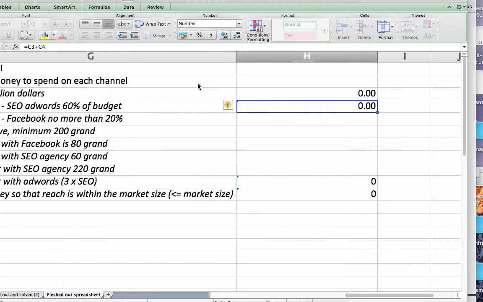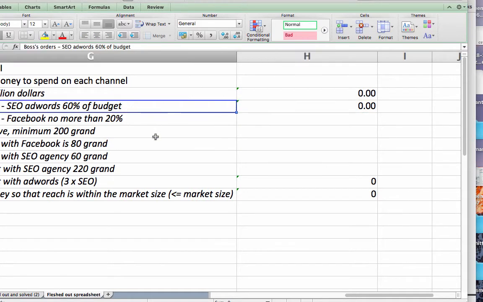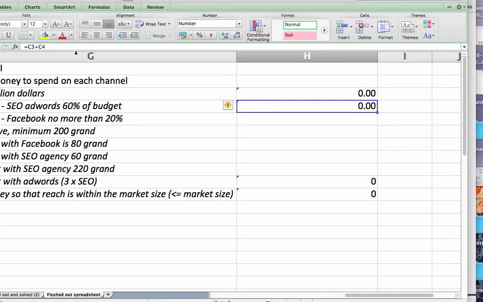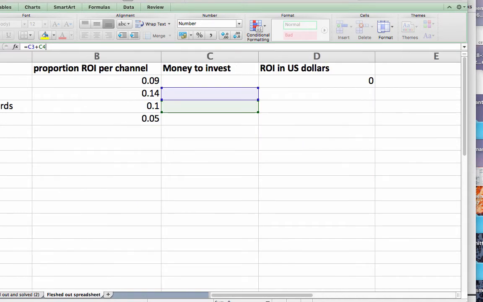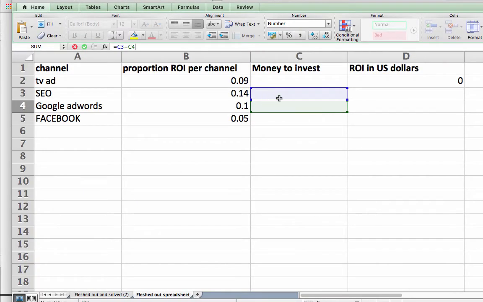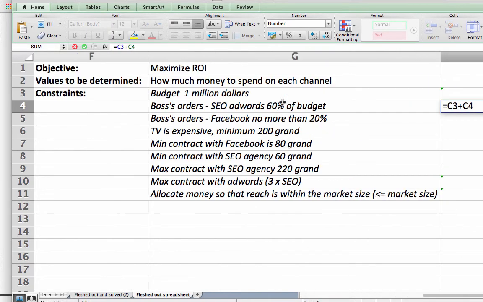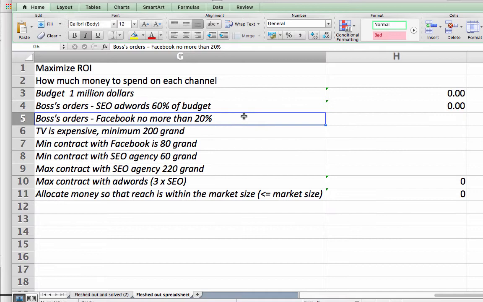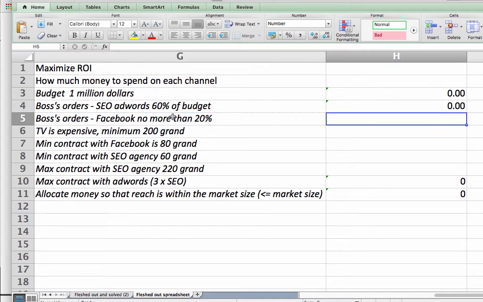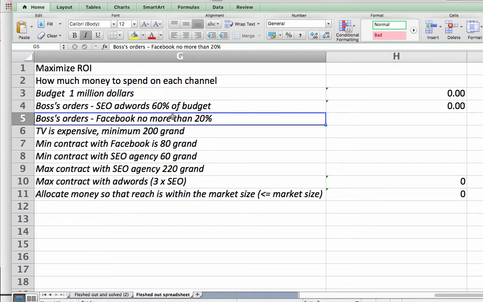The boss's orders, in terms of the SEO and the AdWords together being 60% of the budget, I take C3 plus C4, and that's just SEO and AdWords. So I have those two things represented there. We know that when we add those two up, they should be at least 60% of the budget. The Facebook being no more than 20%, we're going to just represent that in the solver window. You'll see in a bit.